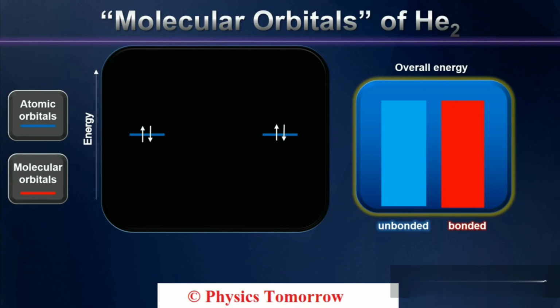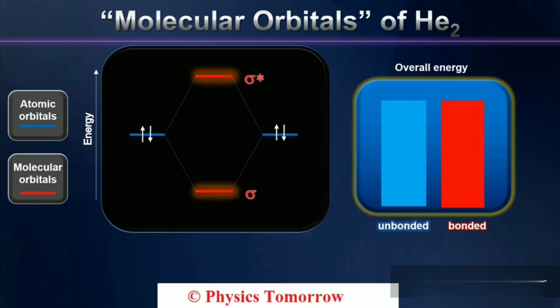Now let's move on to the next element on the periodic table, helium. I've put "molecular orbitals" here in quotations because, as we're about to discover, there really is no such thing as a helium-2 molecule. But to prove it, we need to use our energy diagram and combine the 2 atomic orbitals of helium atoms to find out what the energetics of bonding would be if it were to happen. So let's go ahead and do that now.